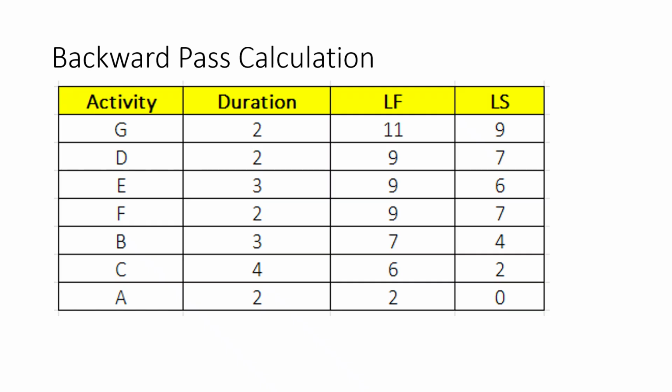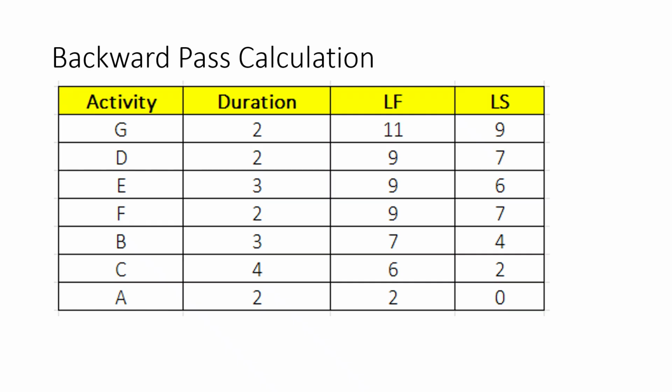Activity D takes 2 days, so LS is 9 minus 2, which is 7. Activity E takes 3 days, so LS is 9 minus 3, which is 6. Activity F takes 2 days, so LS is 9 minus 2, which is 7.